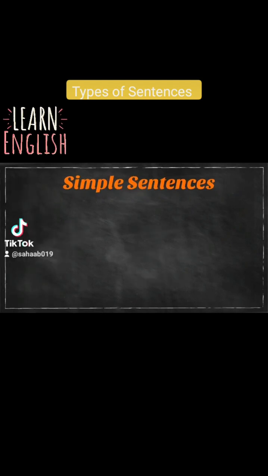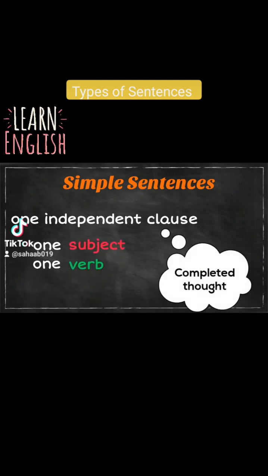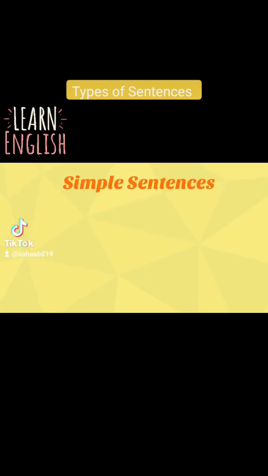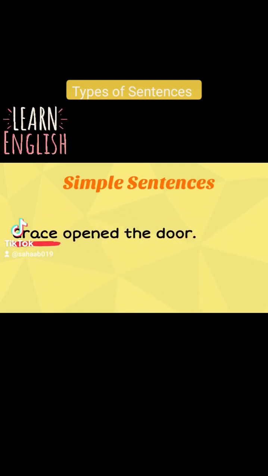Simple sentences. A simple sentence has one independent clause. That is, it has a subject, it has a verb, and it is a completed thought. Here's an example of a simple sentence. Grace opened the door. It has one subject and one verb.